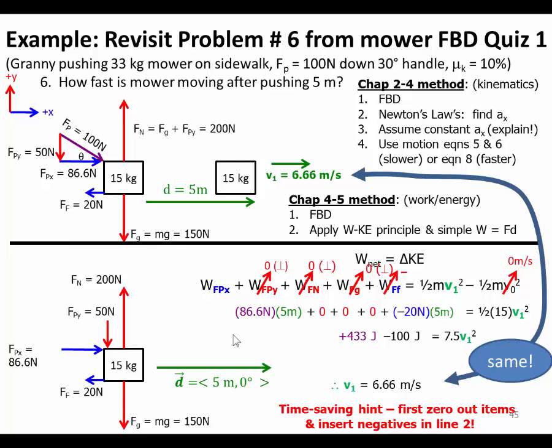And a big time-saving hint when we're working with energy: once we write out everything in this formula here, it's best to go through and just knock out everything that's going to be zeros, or flip in your negatives at that point. We had several things that knocked out up front and made it a very easy calculation to do in the next line.